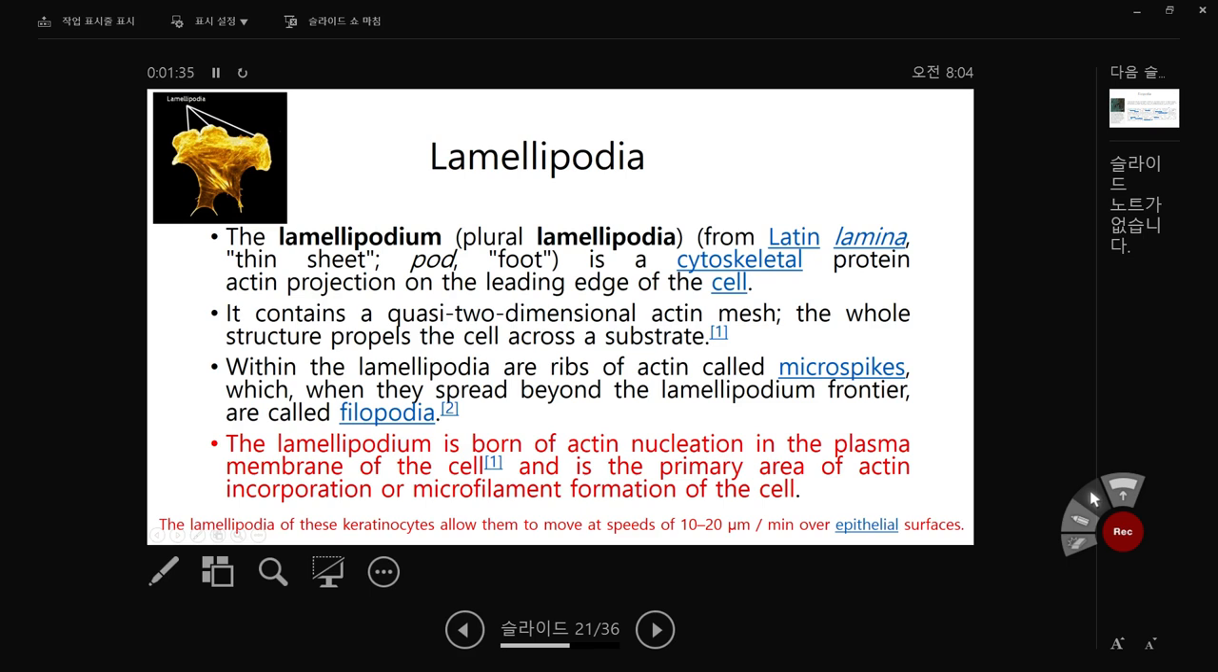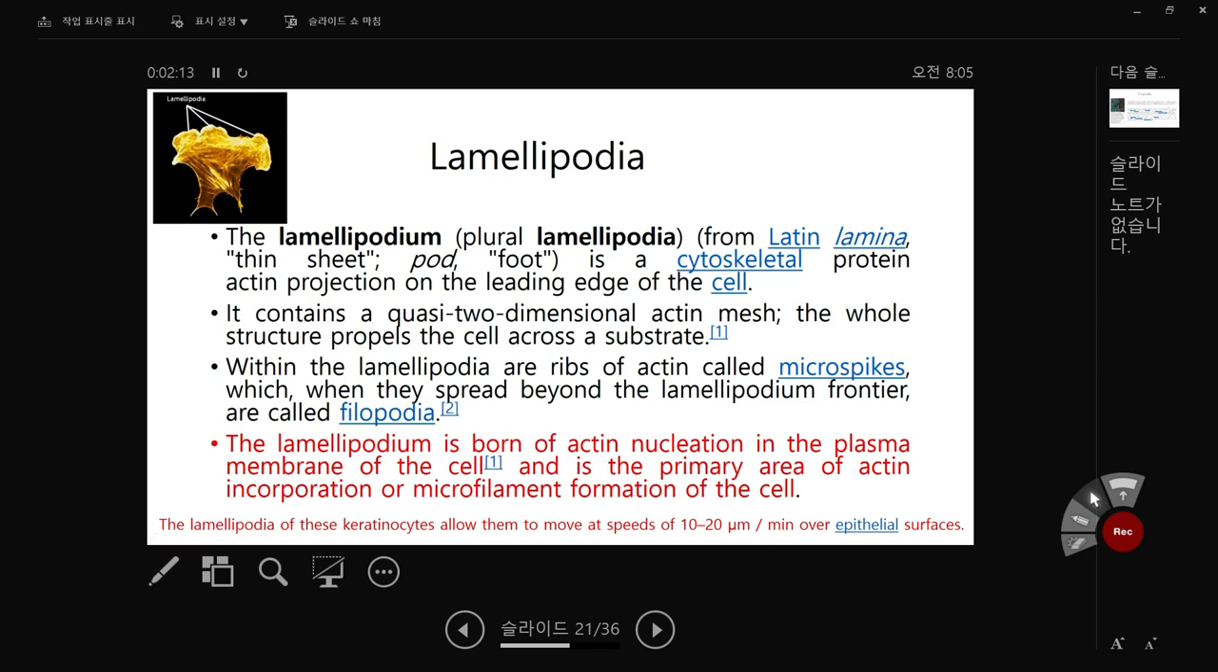So when they want to go this way, from this lamellipodia, they make the actin. And then they make parallel actin as well as perpendicular actin filament. This perpendicular actin filament is called filopodia. And this parallel actin filament is called lamellipodium. And then the lamellipodium in keratinocytes allows the cell to move at a speed of 10 to 20 micrometers per minute on the epithelial cell surface.